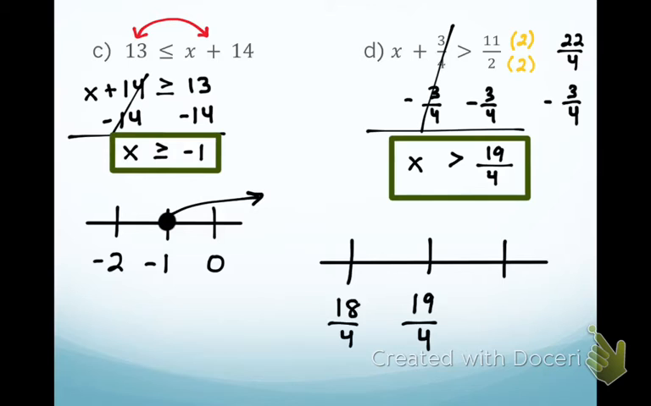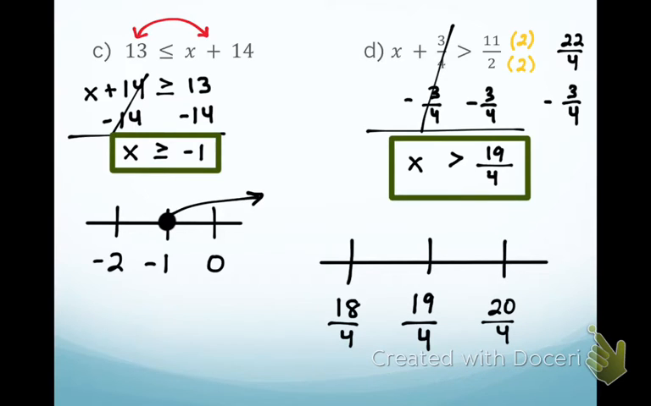Class, what's one smaller than 19/4? 18/4. What's one bigger than 19/4? 20/4. Now, just to give you an idea of what kind of numbers we're talking about, guys, what is equivalent to 20/4? What is it? 5. How'd you figure that out? 20 divided by 4. Remember, a fraction bar means divide. So 20 divided by 4 is 5. So 20/4 means 5. Okay?